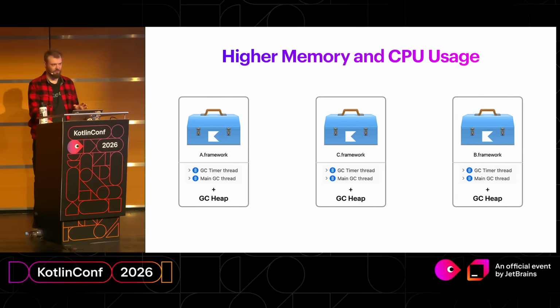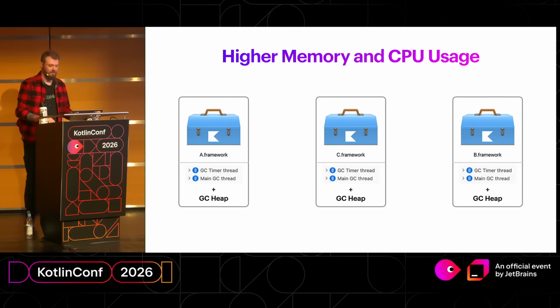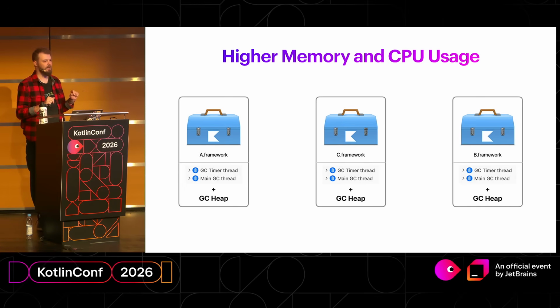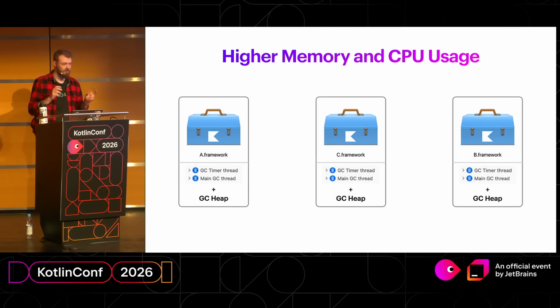The one thing that's less talked about, and I have been missing it myself for the longest time, is that it also leads to higher memory and CPU usage. One, the larger binary size, that all needs to be loaded into memory anyway. So you load all of that into memory. That's kind of expected. But then every single one of those frameworks also needs to allocate a block of memory for the garbage collector heap. And also, it needs to have two threads for the garbage collection to be kept in check.